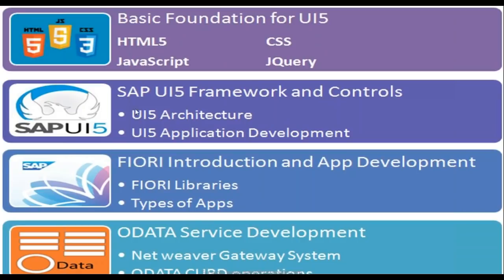In the second phase of the course, we will move on to the SAP UI5 framework and controls. We will look at the architecture of SAP UI5, where we will talk about aggregations, properties, events, methods, control hierarchy, how the UI controls are structured in SAP UI5, and how to get started with UI5 application development using MVC architecture. Those who already know WebDynpro ABAP will find that the architecture of SAP UI5 is almost the same. We follow the same MVC design pattern to code SAP UI5 applications.